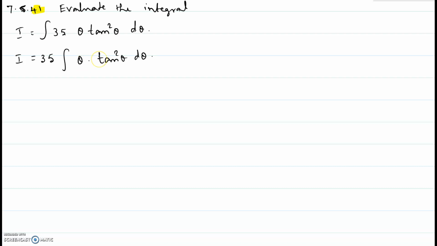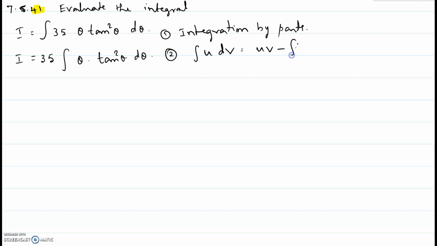If you treat this as algebraic and trigonometric, it's a combination of an algebraic and a trigonometric function. So integration by parts is the best technique here. So we are going to apply integration by parts. The formula is integral u dv, which is u times v minus integral v du.